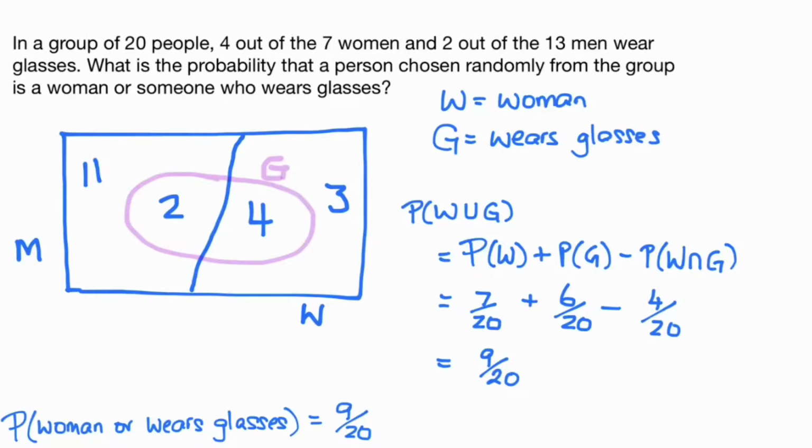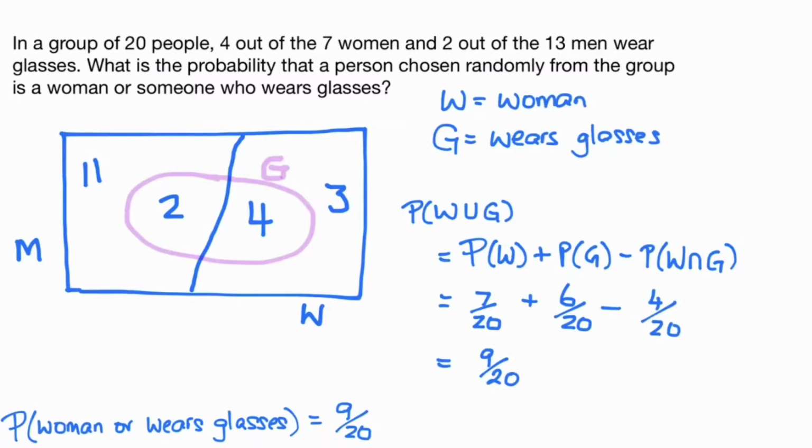So the probability of W just means the probability of selecting a woman. So there are 20 people and 7 women, so the probability is 7 over 20. Probability of G is the probability of selecting someone who wears glasses. And so there are 6 people who wear glasses, divided by 20, so 6 over 20.